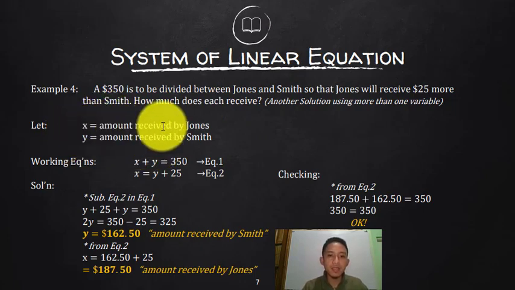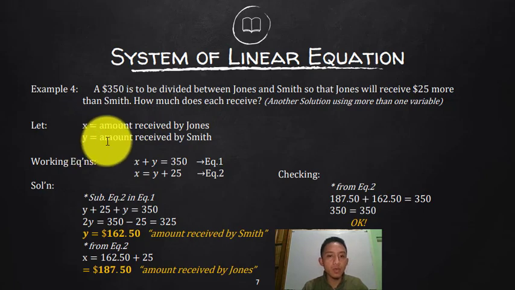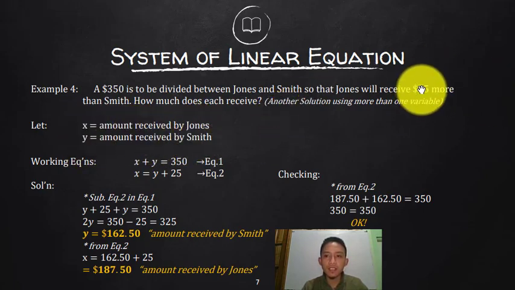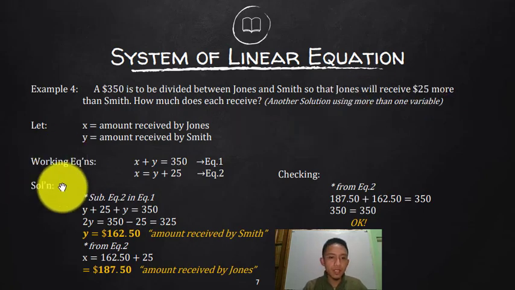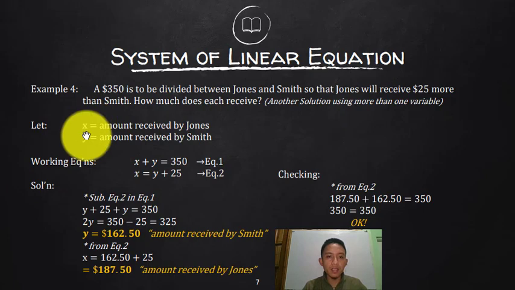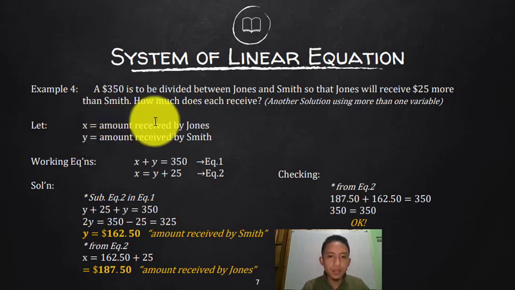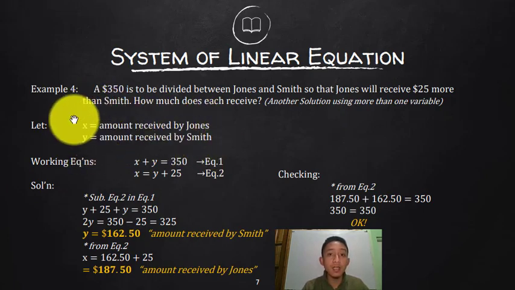Let's say X is the amount received by Jones, and Y is the amount received by Smith. I will not yet introduce that difference, which is 25. Okay, so working on the equation, making use of this: X is for Jones, Y is for Smith. So there are 2 variables, so you need to create 2 equations.